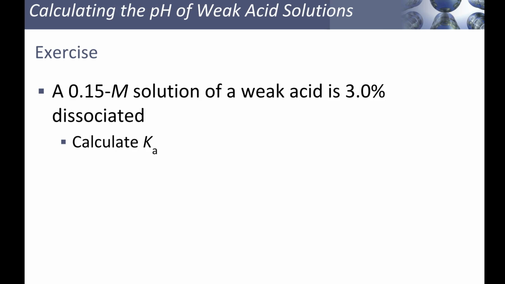Calculate Ka. Let's solve this first. You're solving this one on your own. Which weak acid? It doesn't matter at all. Call it HA. That's 0.15 times 0.03.